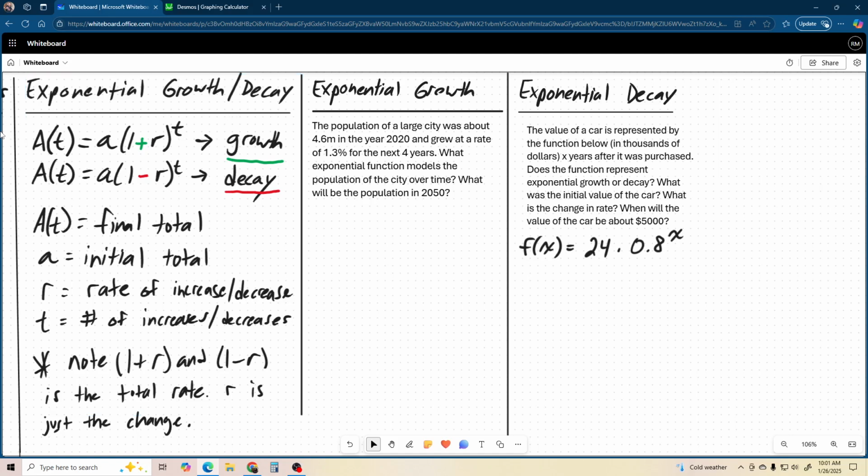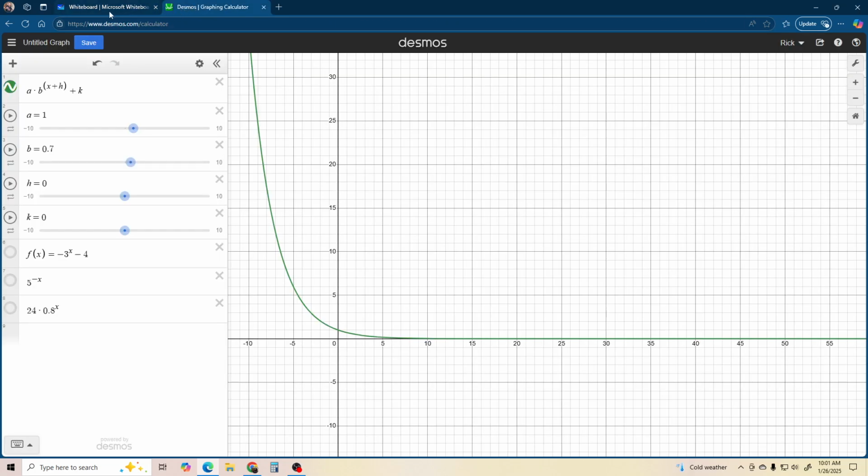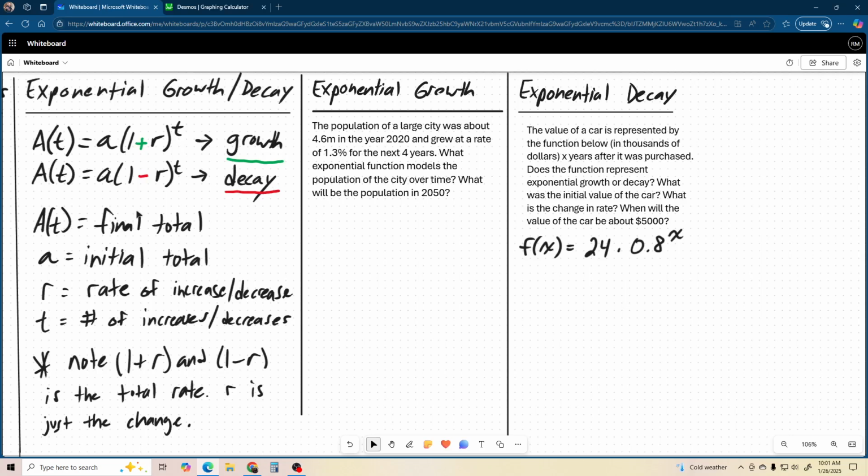So if we have A of t equals A times the quantity 1 plus r all to the t power, this is growth. And the reason why it's growth is because this is 1 plus r. And then if we have the same formula, but instead we have 1 minus r, this is going to be decay. All right, and we're going to do a couple of examples here, and I'll show you when we plug these in why it's growth and decay.